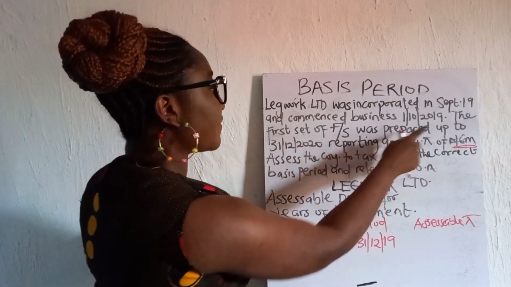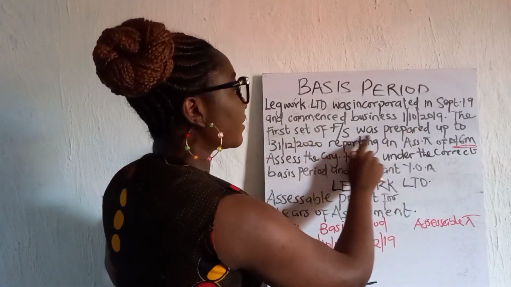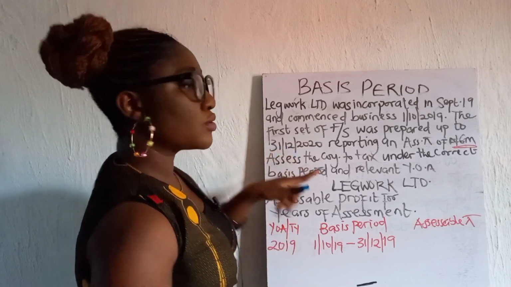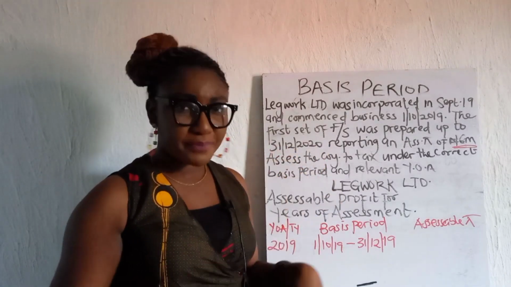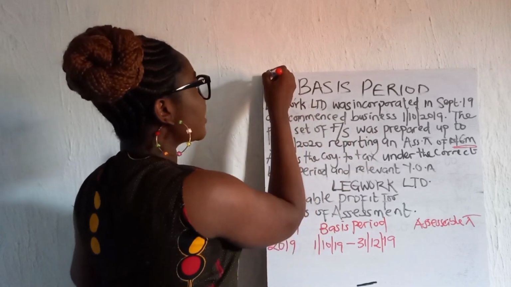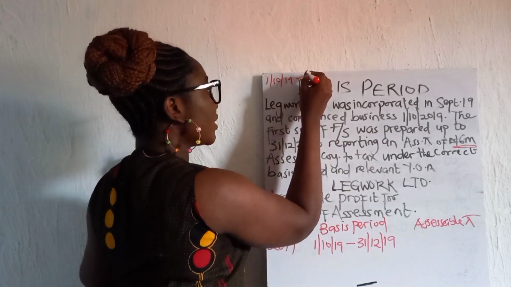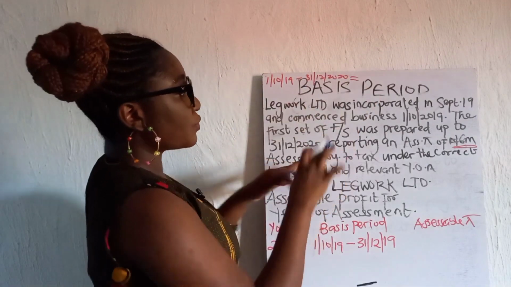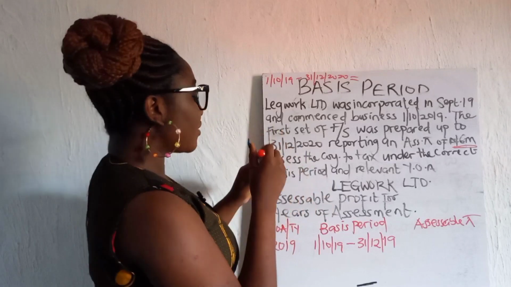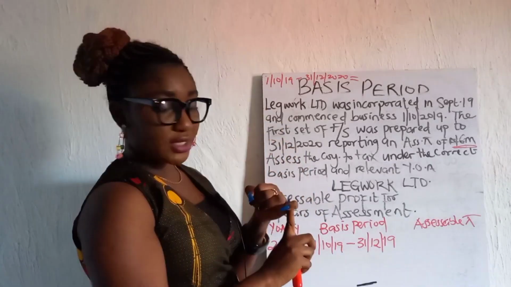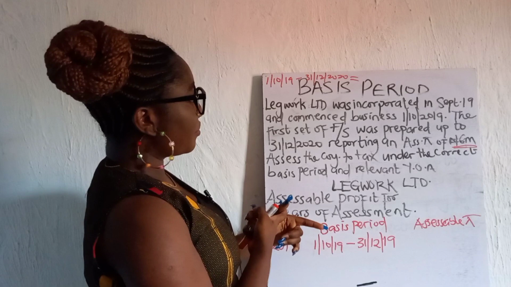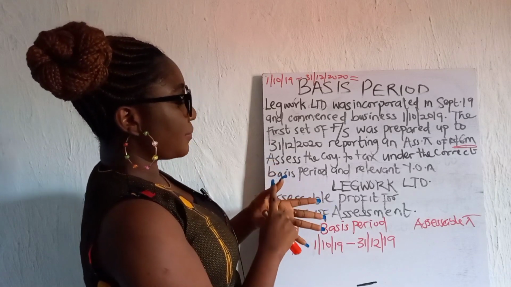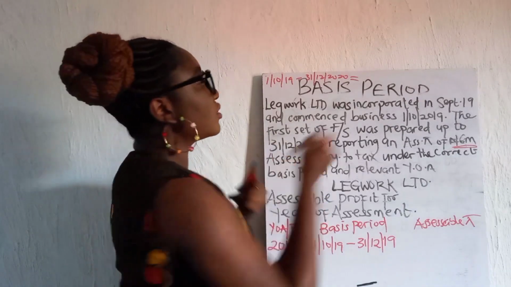And they said the first set of the financial statement was prepared up to 31st December 2020. So the first financial statement they ever prepared was from 1st of October 2019 to 31st of December 2020. How many months is that? So for that period, they made 6 million as profit. Let's count how many months that is. October 2019, October, November, December, January, February, March, April, May, June, July, August, September, October, November, December. That's 15 months.